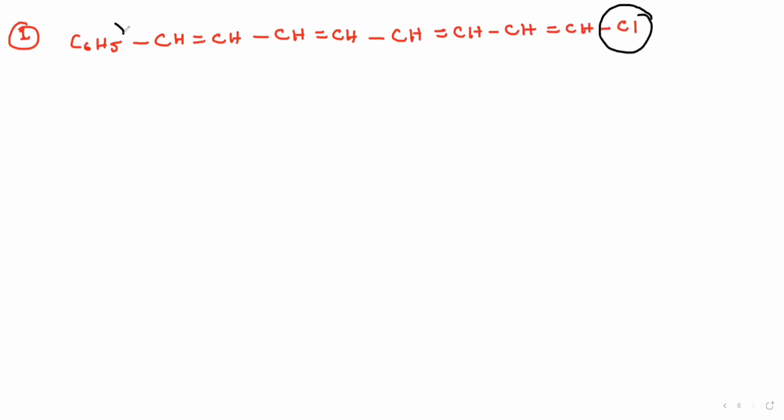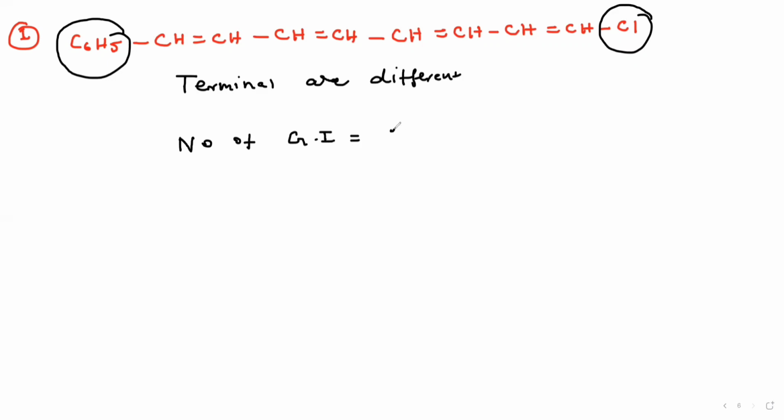Here C6H5, carbon CH and double bond CH. Here single bond CH and double bond CH. Similarly, here CH and double bond CH, and single bond CH and double bond CH, here Cl. Very simple. Now look at this terminal, this Cl, and here C6H5, the benzene ring. The terminals are different. What is the formula for GI?